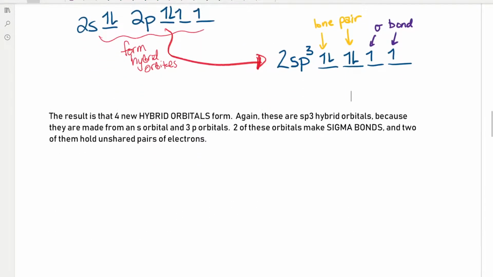In any case, the rule we take away from this is that sigma bonds, and we said this above, will always need hybrid orbitals.